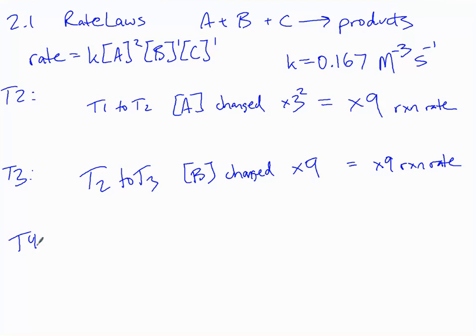For trial 4, if you try to compare it to trial 3, they really have nothing in common. But looking at trial 4, if you look back at trial 2, A doubled from 1.5 to 3. C doubled from 0.8 to 1.6. And B stayed the same.